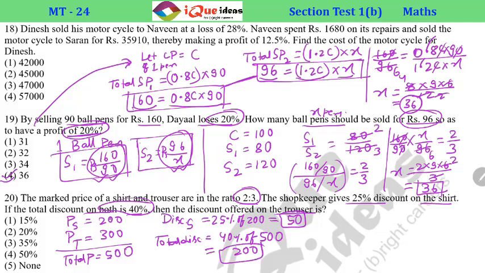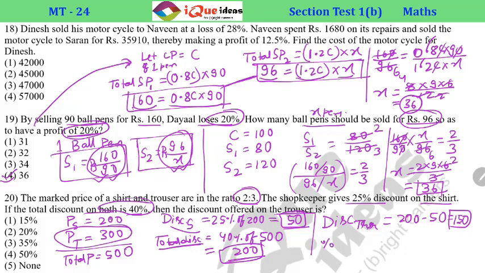Now look at this closely. Discount on shirt is 50 rupees. Discount total is 200 rupees. That means discount on trouser will be equal to 200 minus 50, which is equal to 150 rupees. Now this 150 rupees is the discount on trouser, which is 300. So the percentage discount on trouser will be equal to 150 as a percentage of the original price 300. So 150 by 300 is 1/2, which is 50%. So the discount on trouser given is 50%, which is the fourth option.